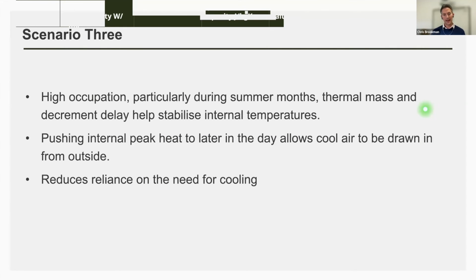So that decrement delay, which is what it's called, the shifting of phase, helps stabilize the internal temperatures, allows you to draw in cooler external air, and really reduces your reliance even on things like air conditioning to keep the building cool. So those are three different examples, just showing how the different products work. There are certain instances where the lighter weight materials really are beneficial, but equally, depending on the needs of your customer, you might also want to look at the heavier weight materials to make the internal environment more stable and more comfortable.